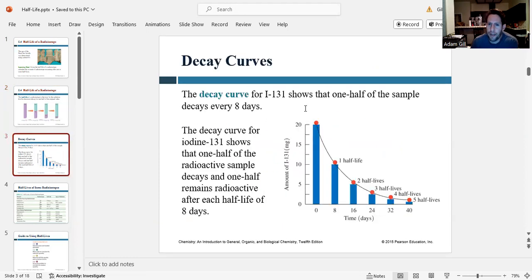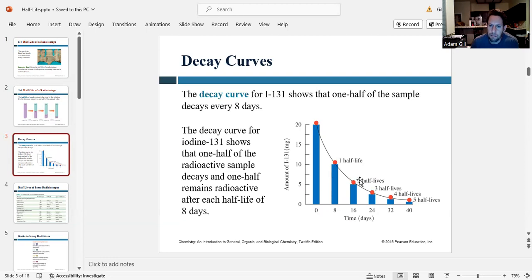If you were to graph the amount of initial radioisotope versus time, you'd see that the decay is not linear, but it's logarithmic. And so using half-lives is a simpler way to calculate time and the amount remaining.